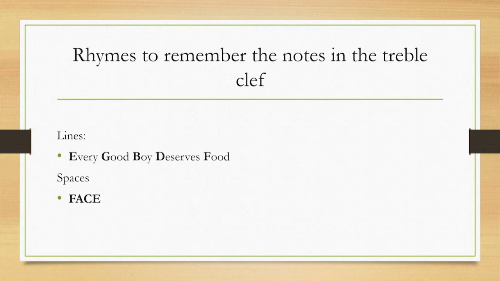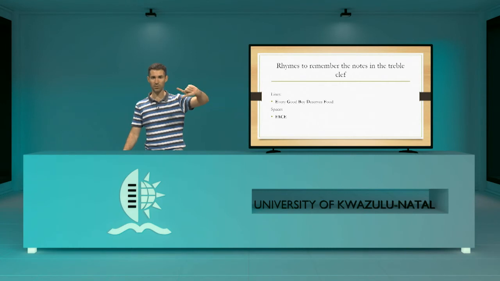Now there is a clever little rhyme just so that you can remember what each of the lines is. Every good boy deserves food. So the first line, every. The second line, good. The third line, boy. The fourth line, deserves. And the fifth line, food. If you look at your hand like that, you can get the 5 lines of the stave. And the spaces, F, A, C, E. They spell face.